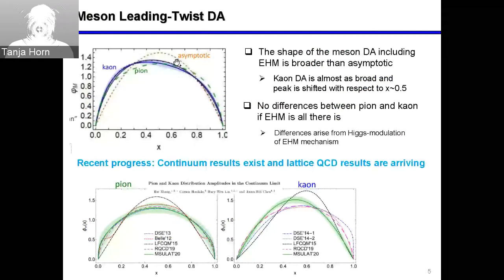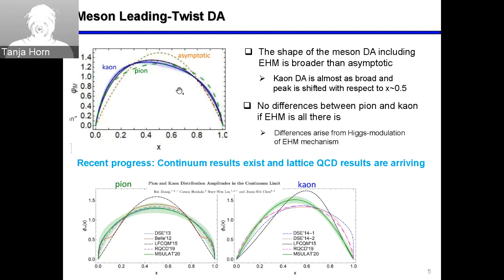And if you include what I call the emergent hadron mass, so basically this phenomenon that gives the quarks mass dynamically, then the feature we see is that these amplitudes broaden. So this is the dashed line here for the pion, and for the kaon, the solid line. For the kaon, also one can note that the distribution amplitude is not only broad, but also shifted with respect to 0.5. And that again comes back to the fact that the kaon has one of these heavier quarks, and that is a strange quark.